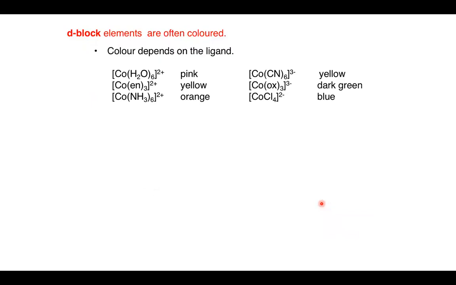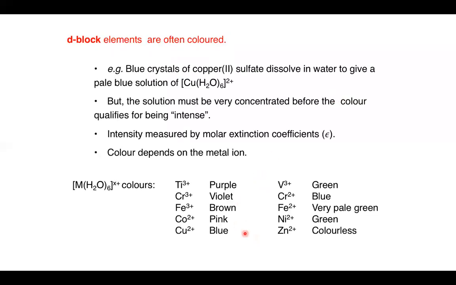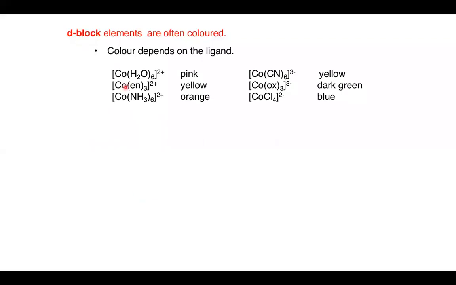The color depends on the ligand. So for example, all of these are cobalt 2 plus metals, but they have different ligands, and that changes the color. Now you don't need to remember what all these colors are. You just need to know that the colors change based on what metal it is, even if the ligand stays the same, or if the metal stays the same, then the effect of the ligand is going to be what changes the color.